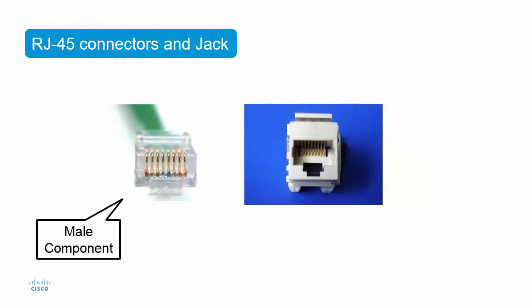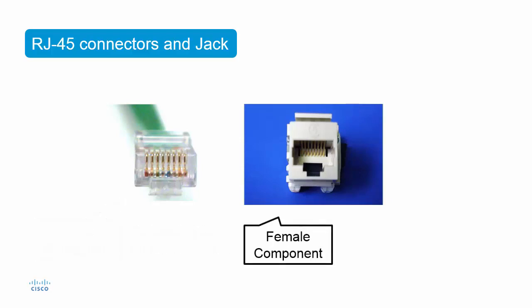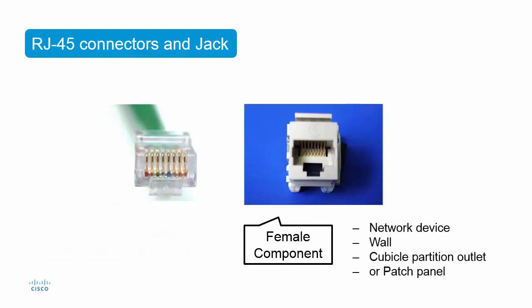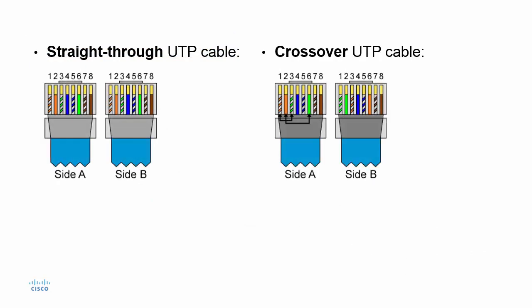The RJ45 plug is the male component, which is crimped at the end of the cable, and the jack is a female component in the network device, and a wall or a patch panel. When choosing a UTP cable, you also have to determine whether you need straight-through UTP cable or a crossover UTP cable. To tell the difference in the two types of cabling, hold the ends of the cable next to each other with the connector side facing you.